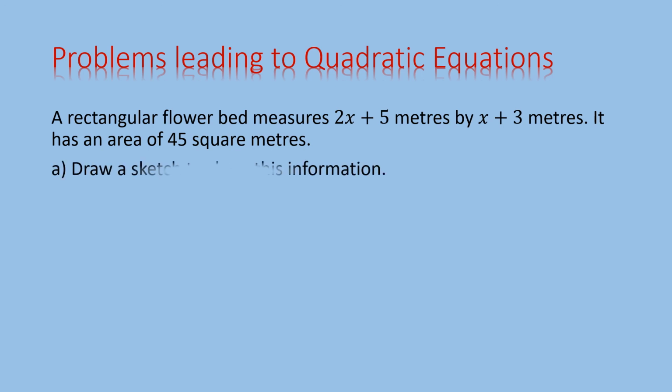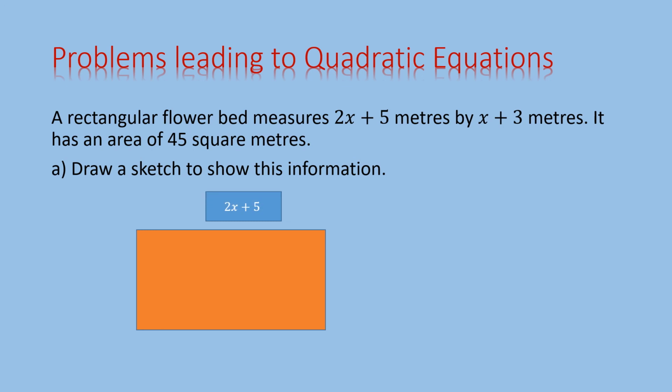Part A. Draw a sketch to show this information. It's so easy. You just have to draw the sketch. They are telling us it's a rectangular flower bed, and they have given the length and breadth. We can take 2x plus 5 as the length and x plus 3 as the breadth.